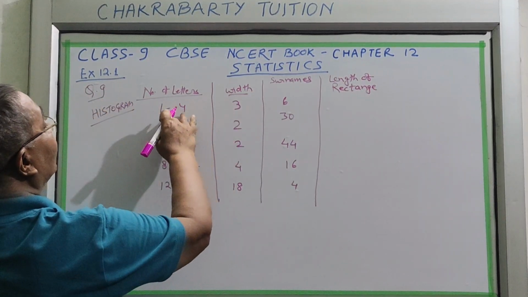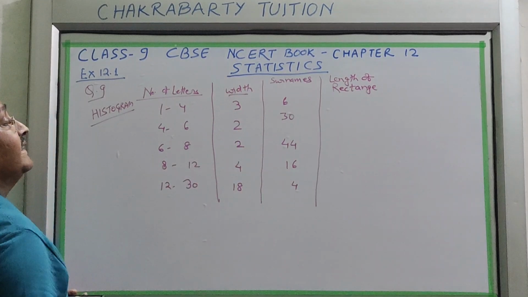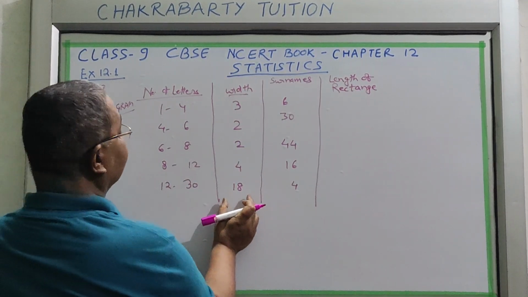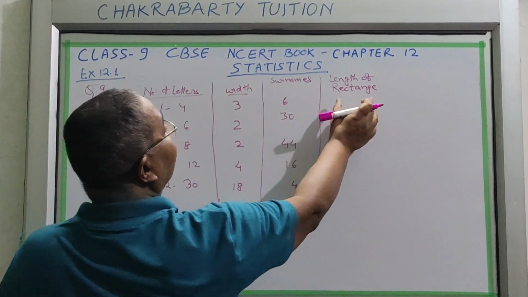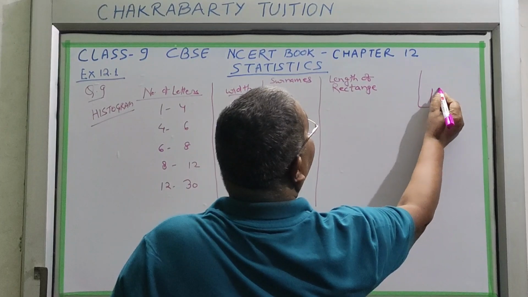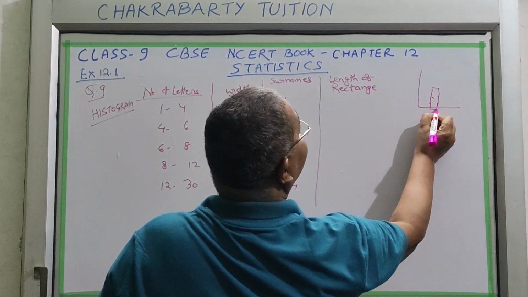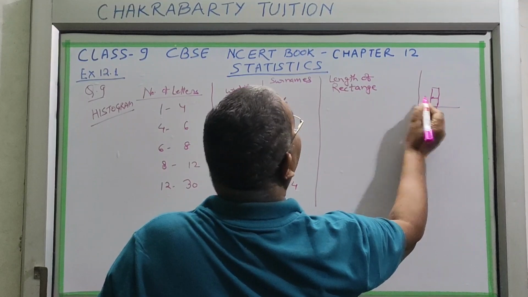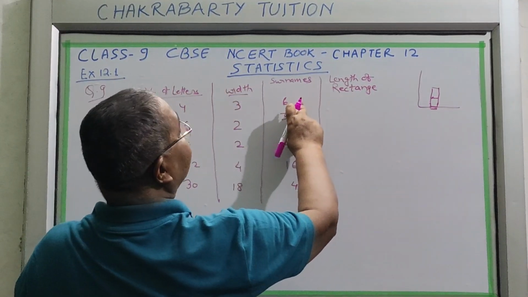So the width of each class is different. When the width is not common, we have to find the length of each rectangle, because in a histogram you will be making rectangles like this. So you have to find how much length there will be for this 6.